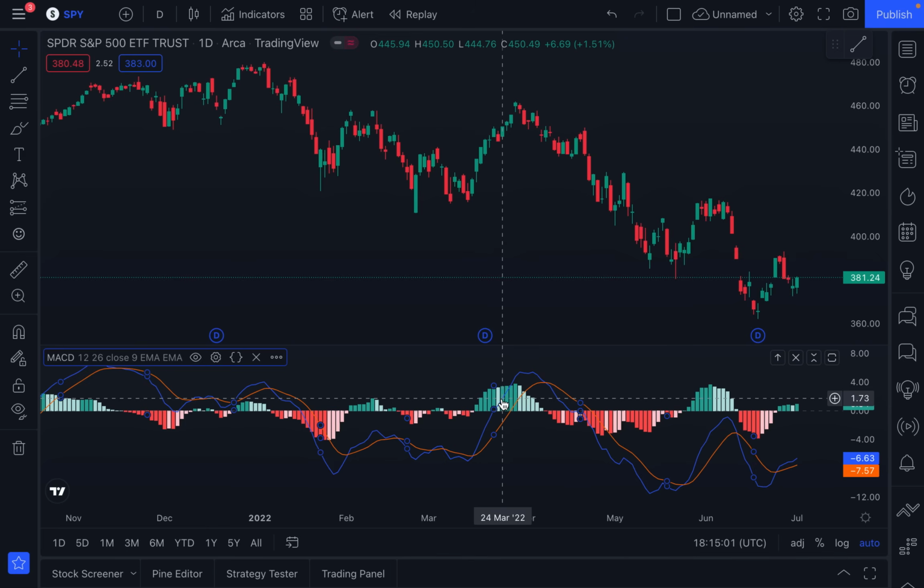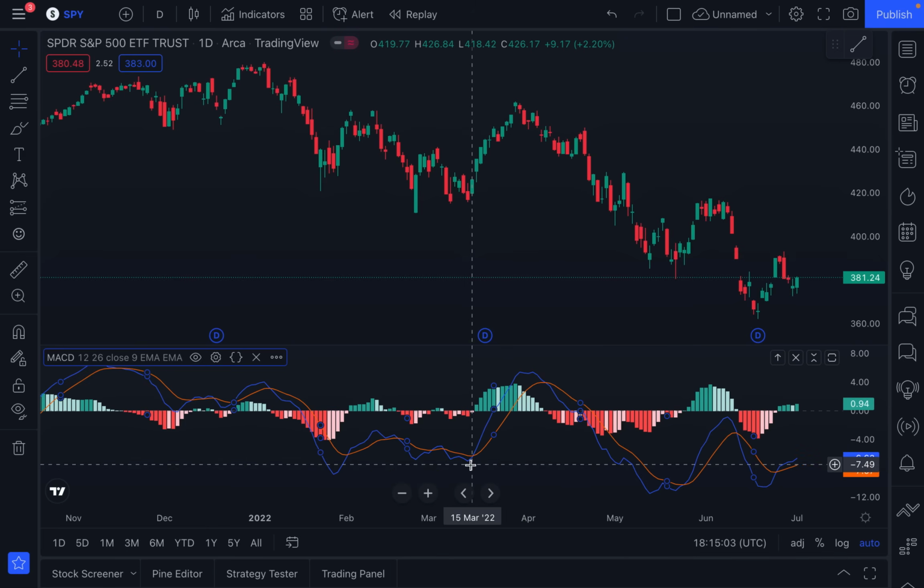Okay. Similarly, when the MACD line crosses from below to above the signal line, right? So for example, here it's crossing from below to above the signal line. This is also potentially considered a bullish signal.